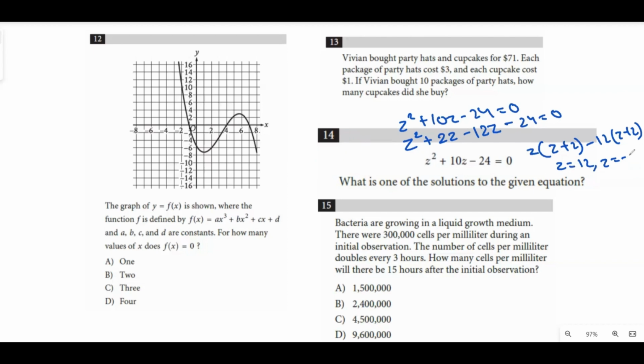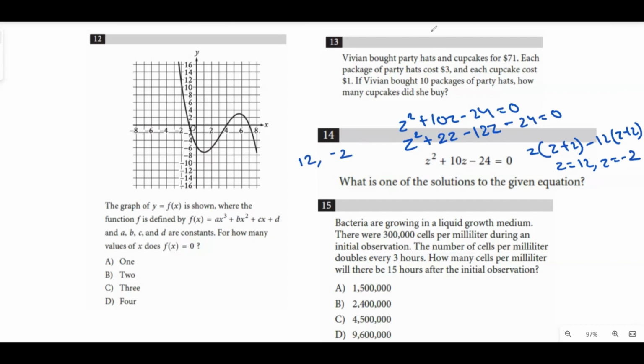So z will come out to be 12 and z will come out to be minus 2. So you have to select any of the answers. Both the answers are correct. You can write any one of the answers. There will be no importance given to any particular part. Both answers are absolutely correct: 12 and minus 2.